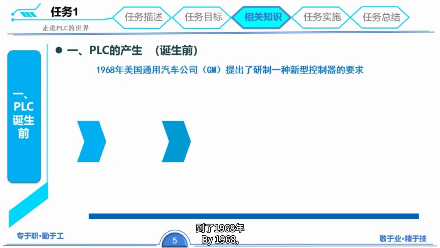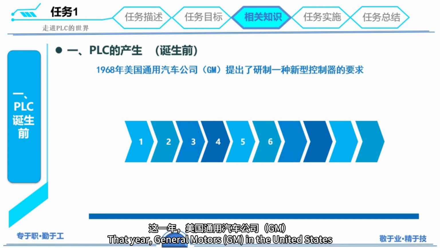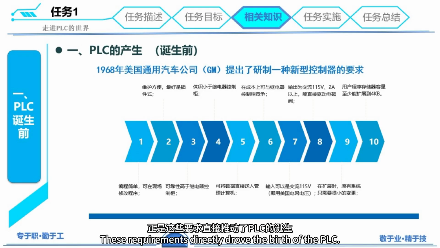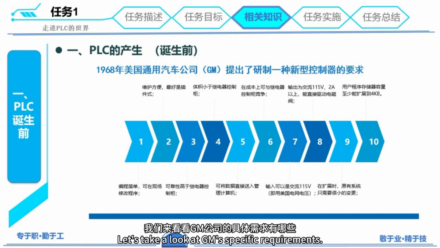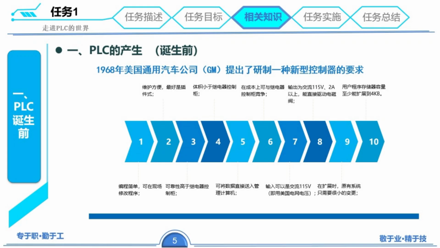By 1968, the pain points of industrial control saw a turning point. That year, General Motors, GM, in the United States proposed requirements for developing a new type of controller. These requirements directly drove the birth of the PLC. Let's take a look at GM's specific requirements. Let's all think about the industrial pain points behind these demands.